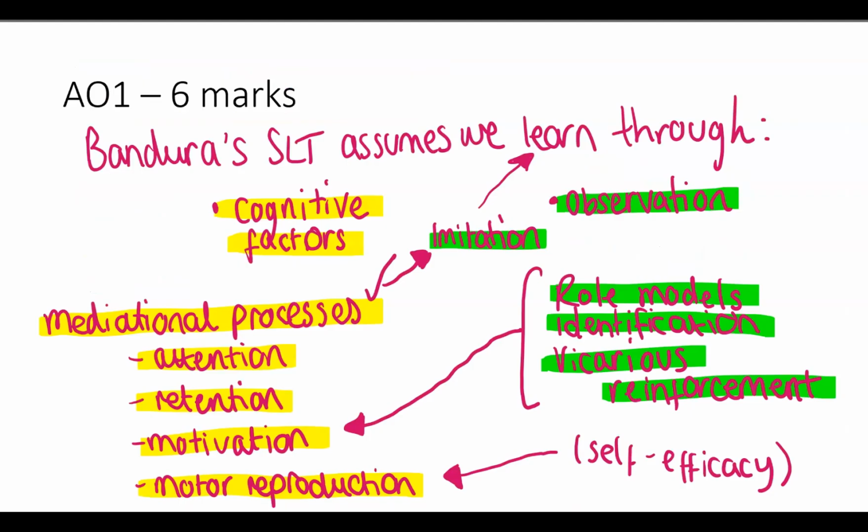So starting with the AO1 descriptive part of the essay, these are the key terms and concepts that I would be looking for in the answer as a marker. Particularly, I've used the colours to demonstrate the difference between the 2 key aspects of the approach: in green the social observational processes, and then in yellow the mediational processes. I'd really be looking in the top band answer for explicit reference showing awareness that these are cognitive and internal processes.